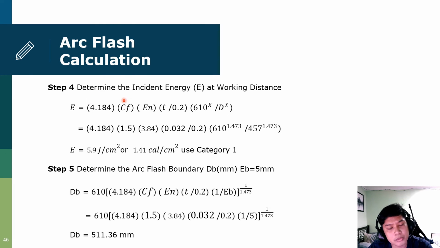In step 4, we determine the incident energy E at working distance. This is the formula to be used. Substituting the variables again, we got 5.9 joule per square centimeter, or 1.41 calorie per square centimeter. In step 5, we determine the arc flash boundary dB in millimeter. The value of EB is 5 millimeter. This is the formula to be used. Substituting the variables again to the formula, we got 511.36 millimeter.